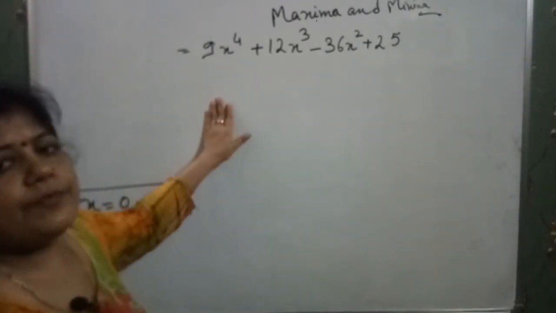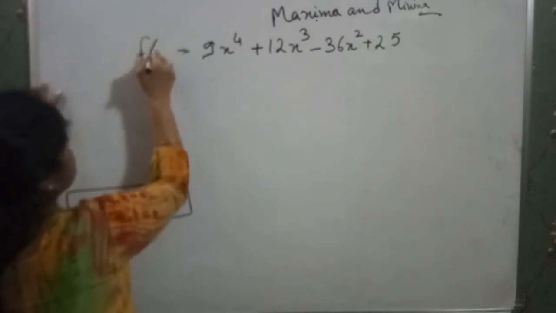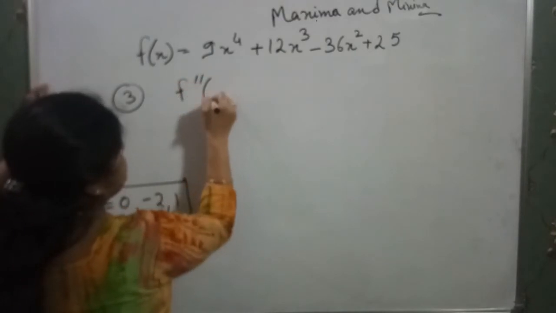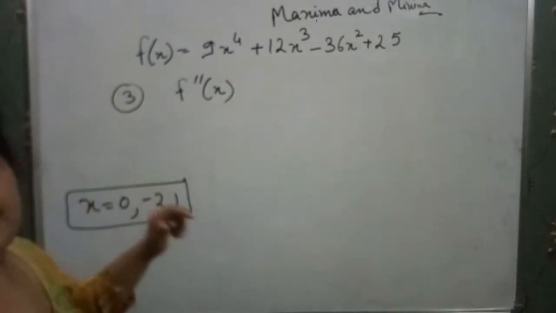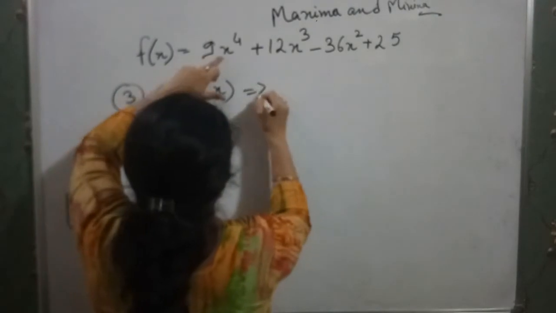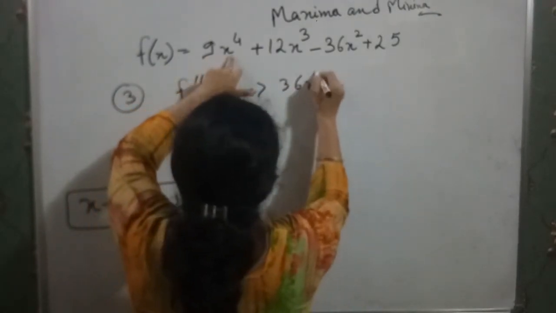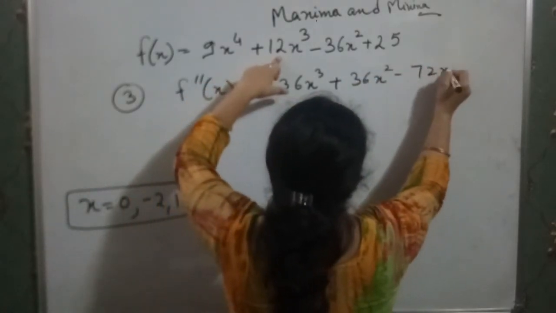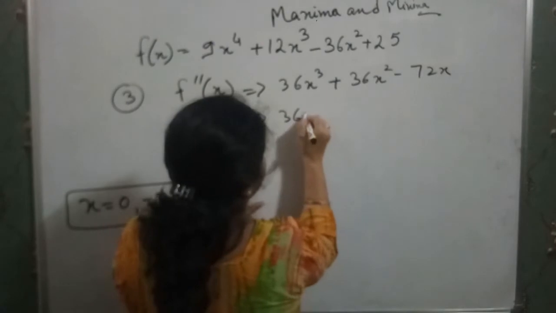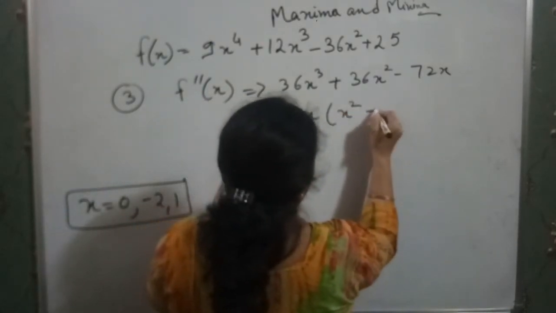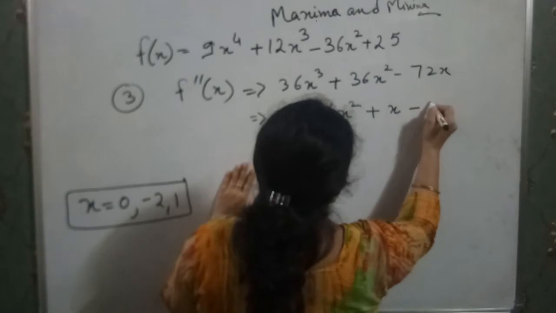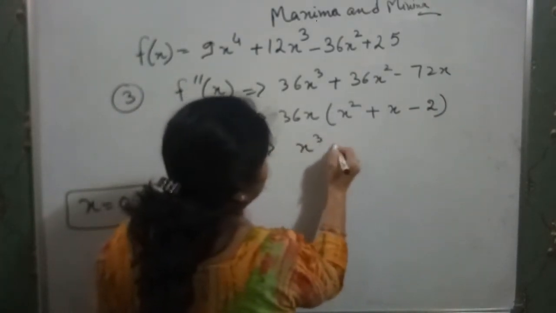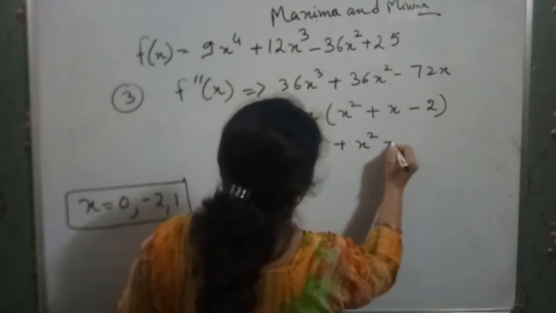you can do that step or not, but I am showing that step also to you. Third step: find f double dash x from the f dash x. So we have f dash x equal to 36x cube plus 36x square minus 72x, which is 36x times x square plus x minus 2. So now just differentiate it also. So we have x cube plus x square minus 2x.